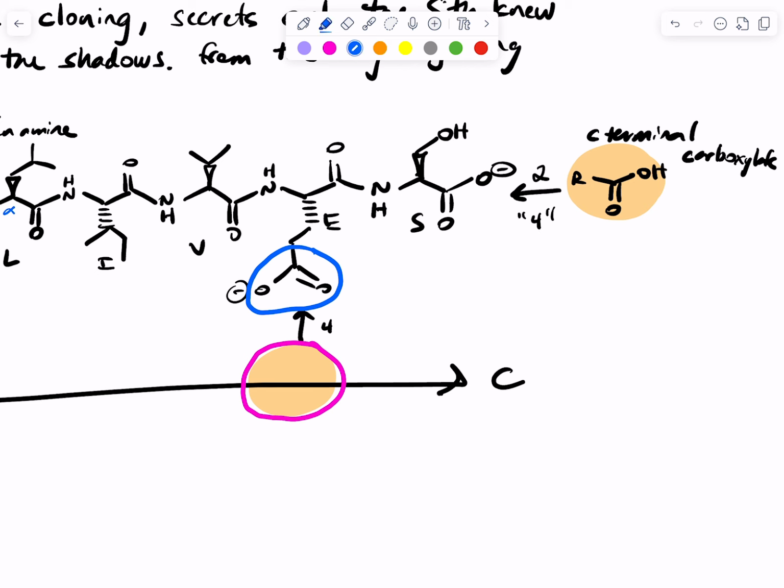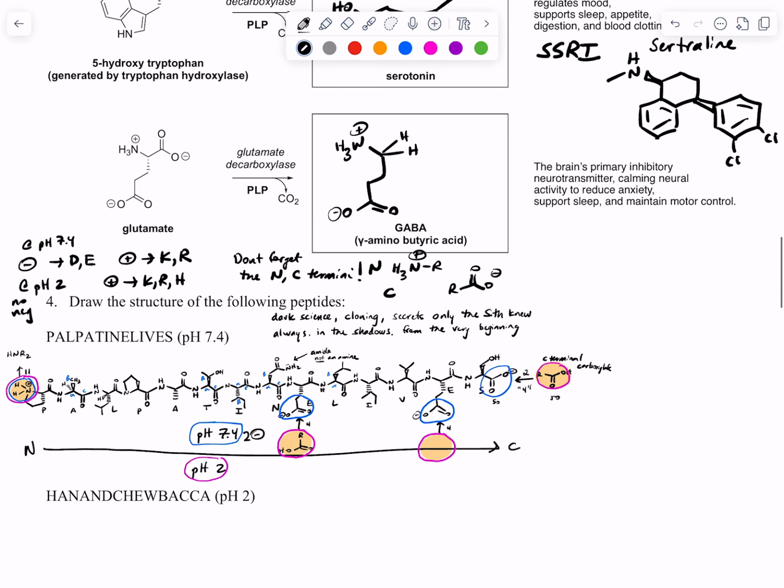So we'll say that certainly at pH 7, it should be negatively charged. We're going to say that at pH 2 it's neutral, even though we realize it should actually be 50-50. Does that make sense? Okay. Other questions?